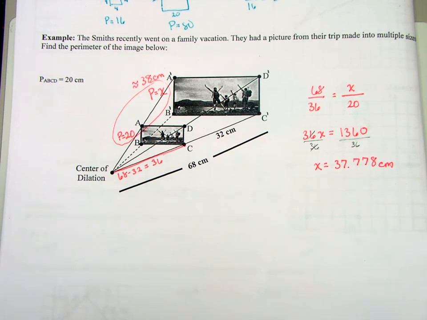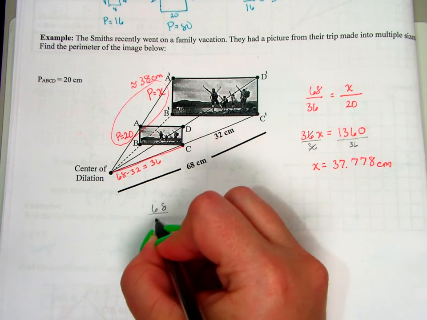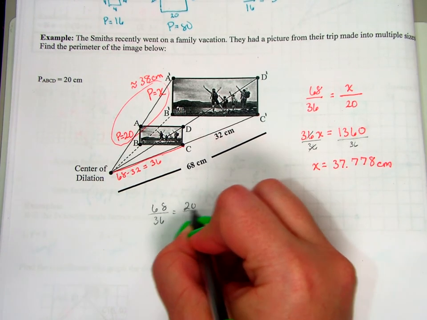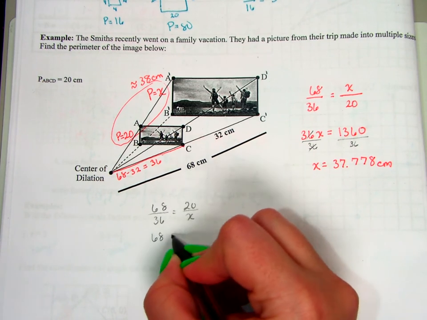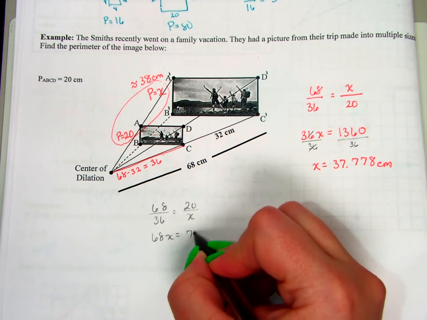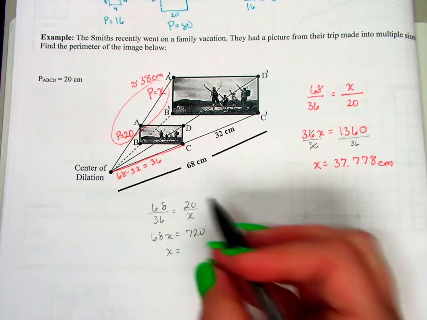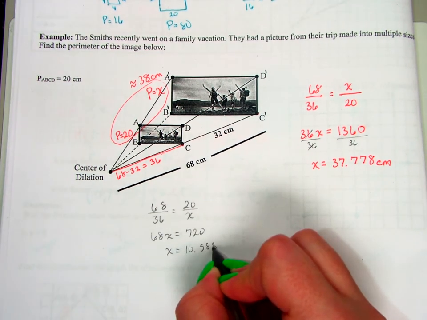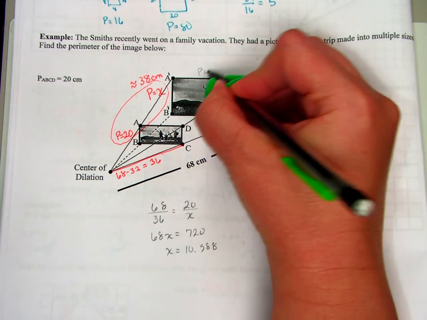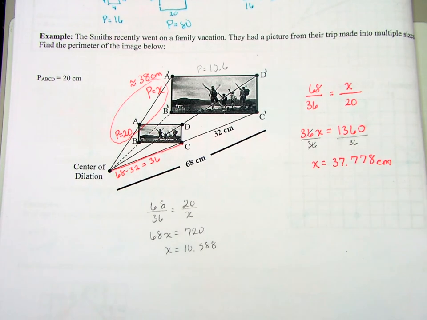If I had done it upside down, because I want you to see what to watch for and how sometimes y'all turn in answers and I can tell that you said, that popped out of the calculator, it must be the answer, and you don't think about why that doesn't make sense. If I did it backwards, if I did 68 over 36 and I got the second fraction backwards, so I ended up with 68x equals 36 times 20, 720. And then I divide by 68. I get x equals 10.588. So that's saying the perimeter of this one is about 10.6.